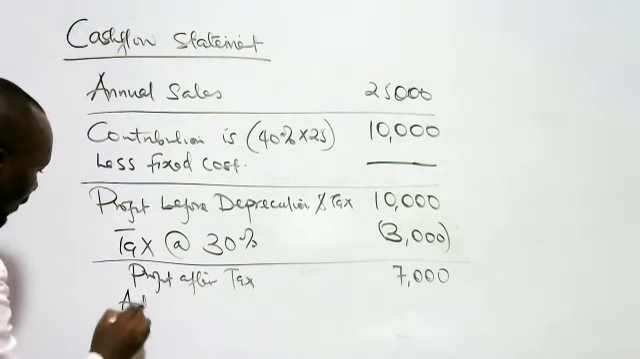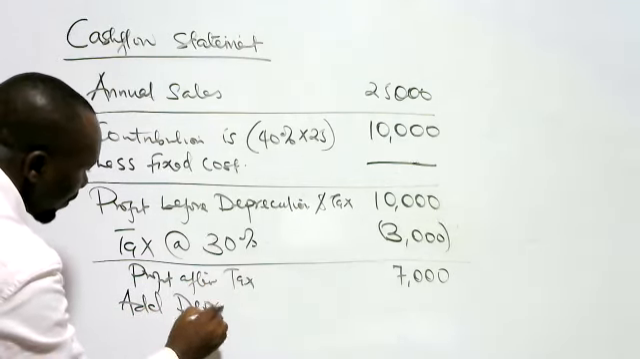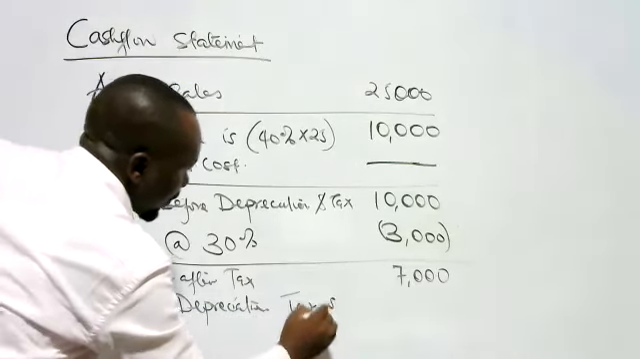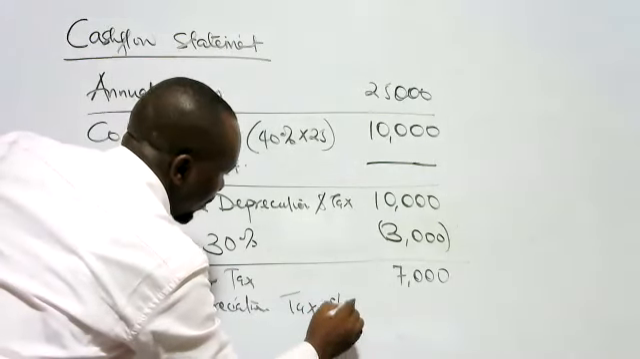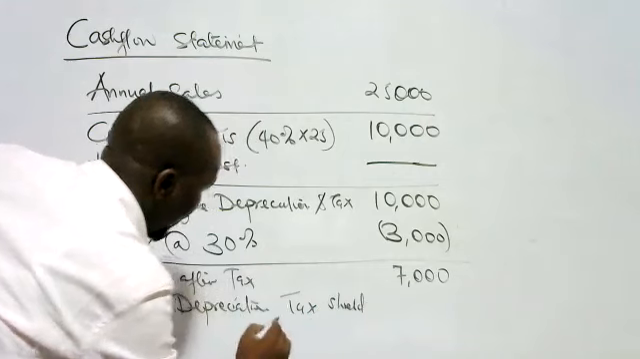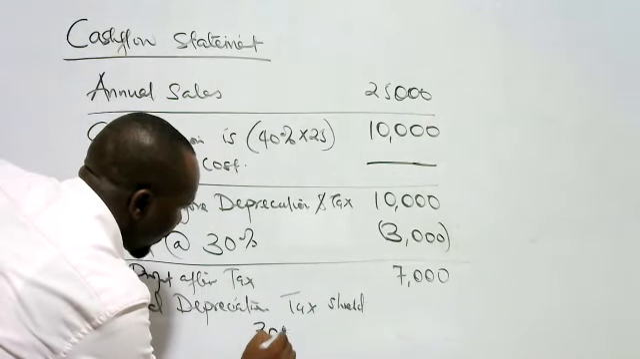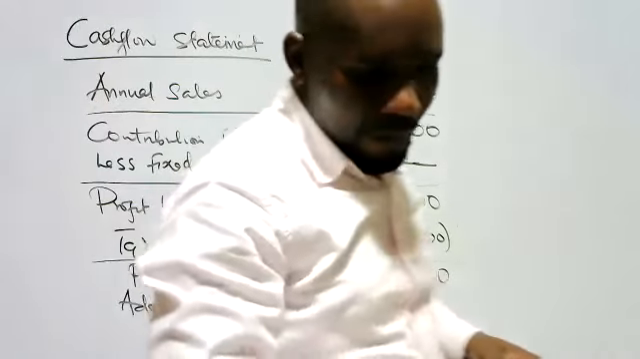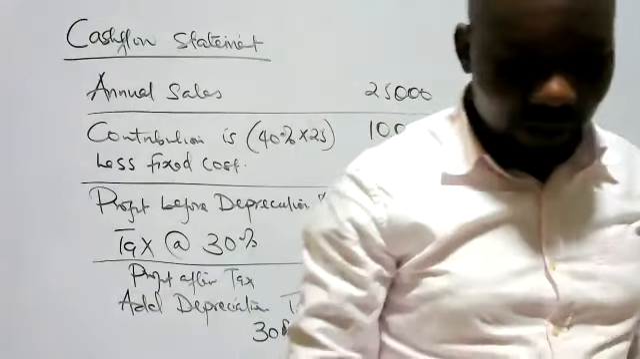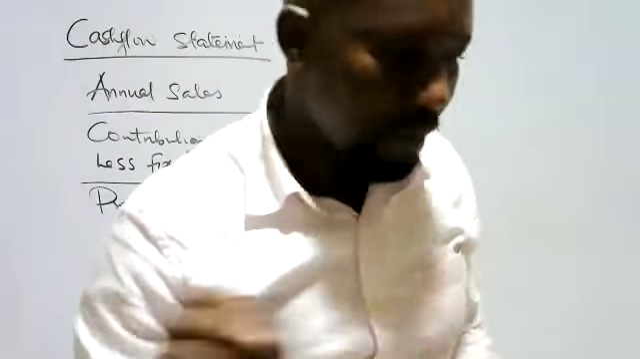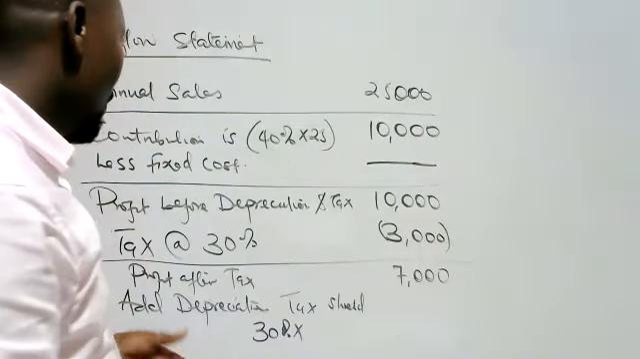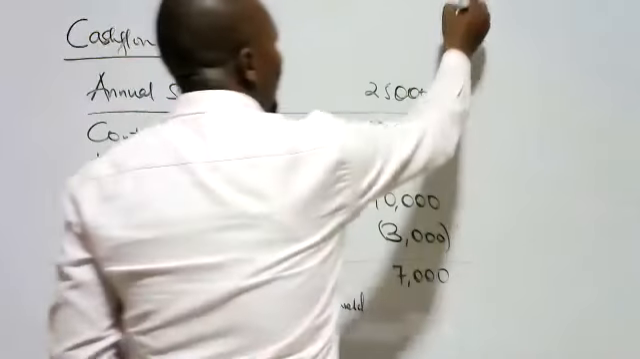Then now add depreciation tax shield, which is 30% of depreciation. So what is the depreciation? 30% of depreciation. So let's now come to our depreciation. Want to work on depreciation? Yes, we can work on depreciation.